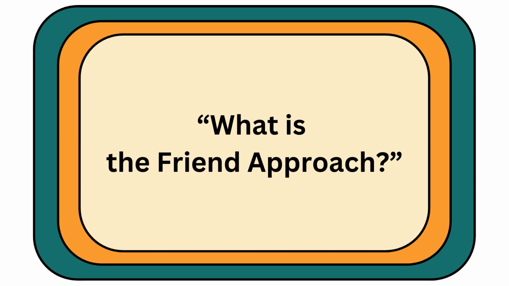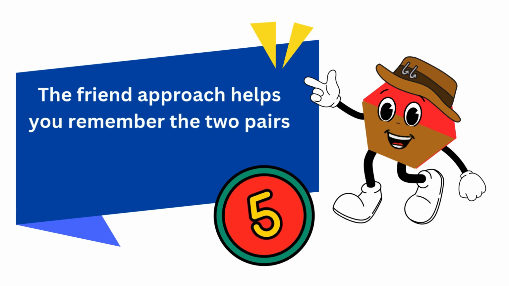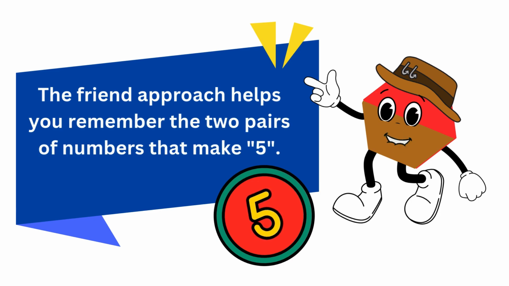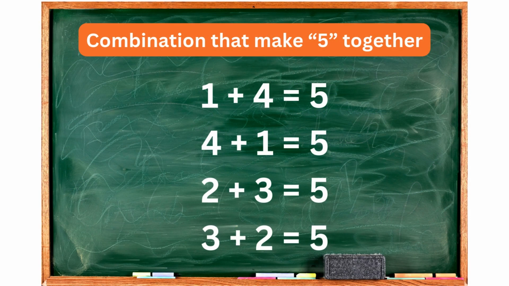What is the friend approach? The friend approach helps you remember the two pairs of numbers that make 5. What are the combinations to make 5? There are 4 combinations that make 5 together.